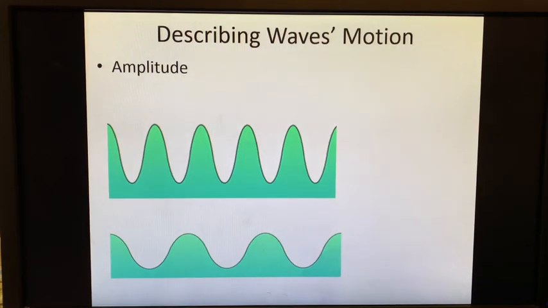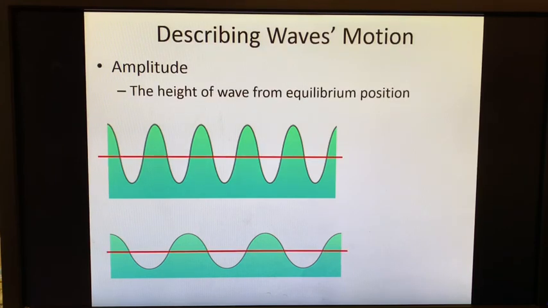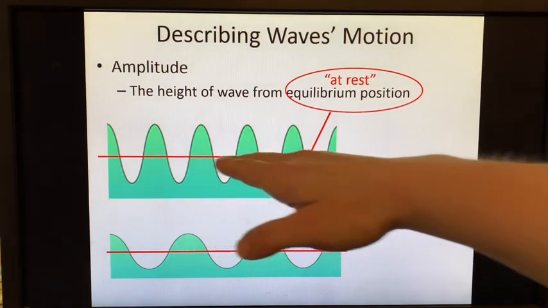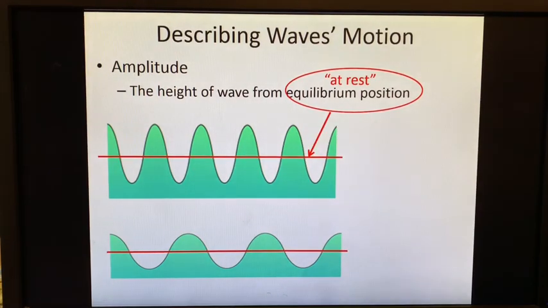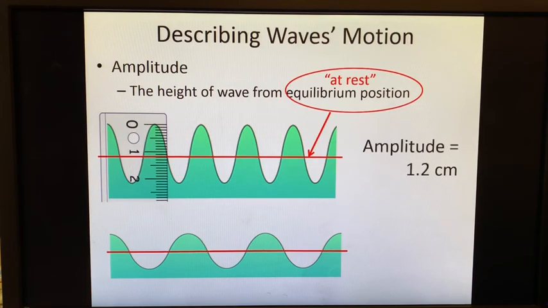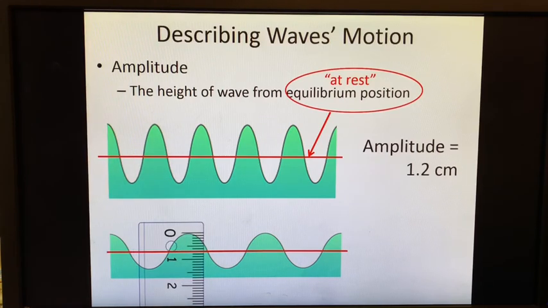Amplitude. Amplitude is the height of the wave from the equilibrium position. So, equilibrium position, that's at rest. If that is a water wave and the wave were to stop, it would all come to rest, that would be the height of the water at rest. So that's the equilibrium position, and we're measuring from that point. Physically measure it, that has an amplitude of 1.2 centimeters. Down here, amplitude, 0.7 centimeters.